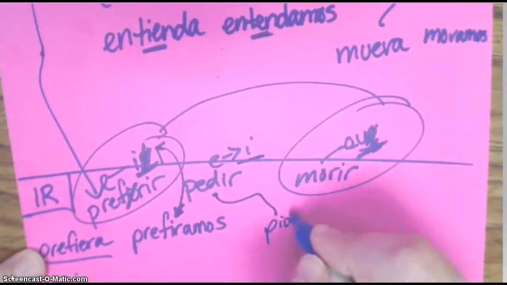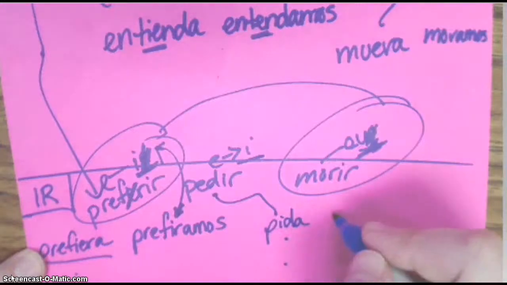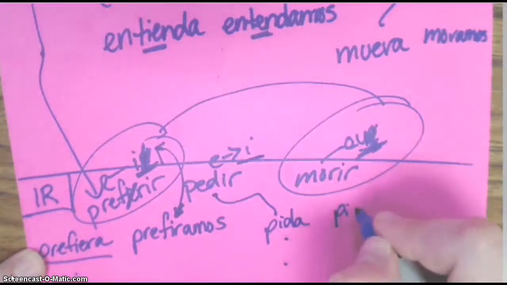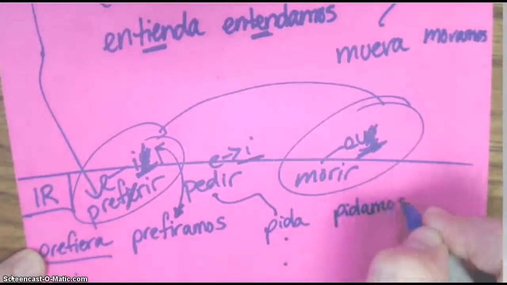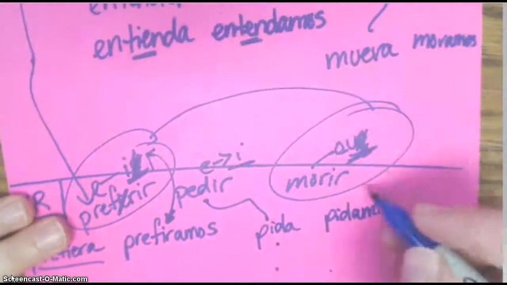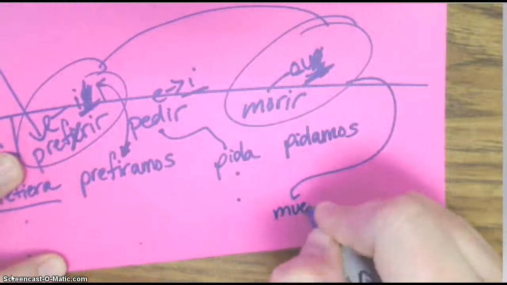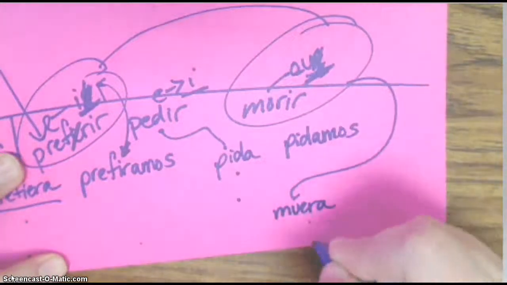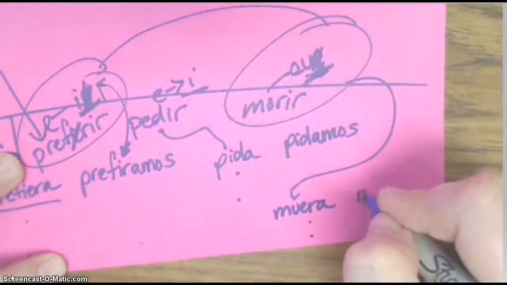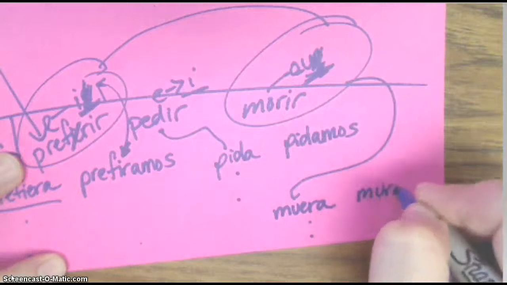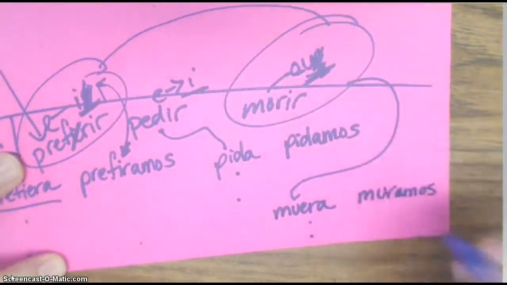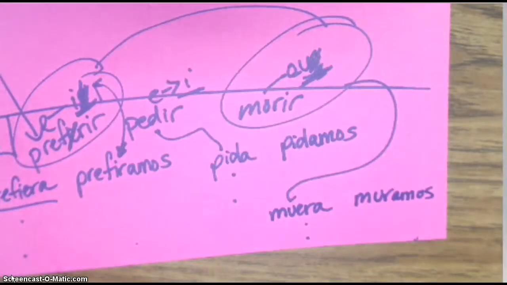So it would be pida, pidas, pida, pidamos, and then pidan. And then morir would be muera for the yo form, mueras, muera, muramos, and then mueran. Okay? So that is it for the subjunctive.